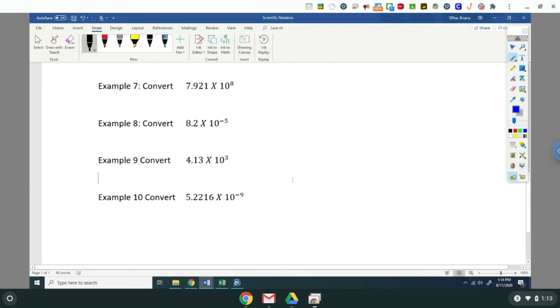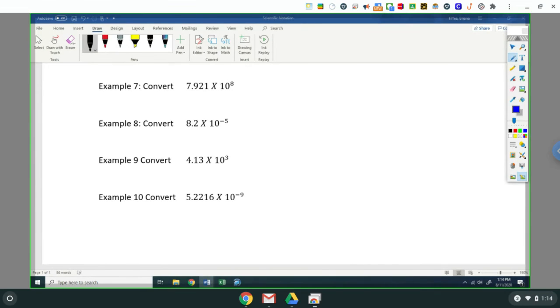So this is already in scientific notation, and we're going to change it back to standard notation. Standard notation is just what you normally see, your standard. So this number is 7.921 times 10 to the 8th power. That 8 means I need to move the decimal 8 times. Since it's the positive 8, I'm going to move the decimal to the right for positive. So I'm going to take my number, 7.921, and I'm going to grab this decimal right here.